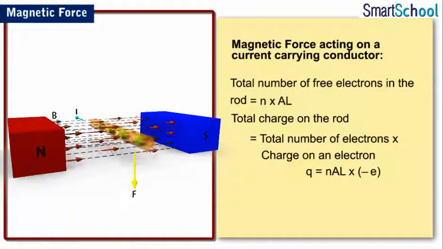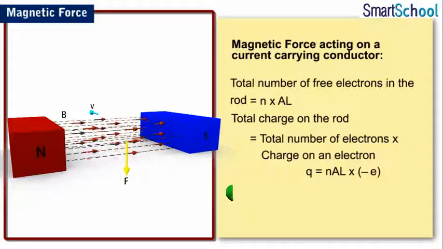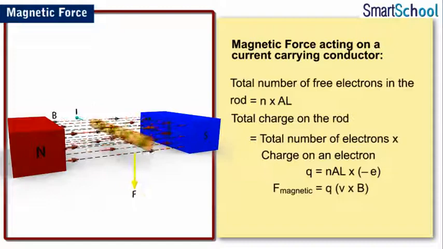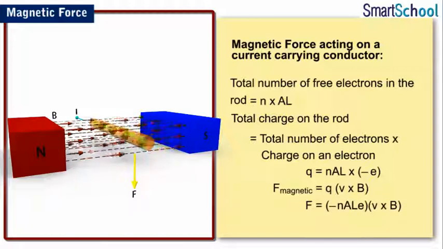This conducting rod is placed in a magnetic field of strength B. As you learned earlier, for a charge of Q coulomb moving with a velocity v in the magnetic field B, the force acting on the moving charge due to the magnetic field is F magnetic is equal to Q into V cross B. In the case of the rod, the magnetic force acting on the free electrons is equal to the total charge due to the free electrons on the rod multiplied by V cross B, which is equal to minus NALe into V cross B.